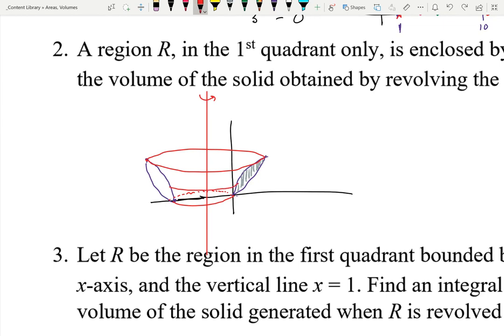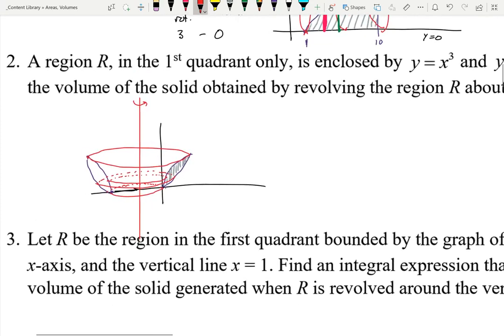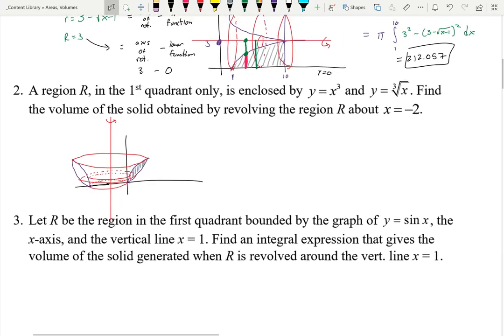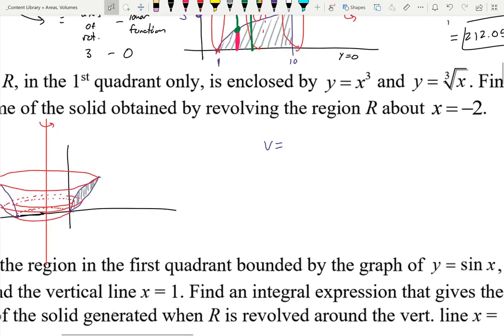And so we're going to have this inner radius and we're going to have an outer radius. Now, because I'm rotating around an axis that is parallel to the y-axis, my integral has to be with respect to y. So when I set up my volume, I'm once again going to have washer cross sections. So outer radius squared minus inner radius squared. This time, though, my integral is going to be with respect to y.